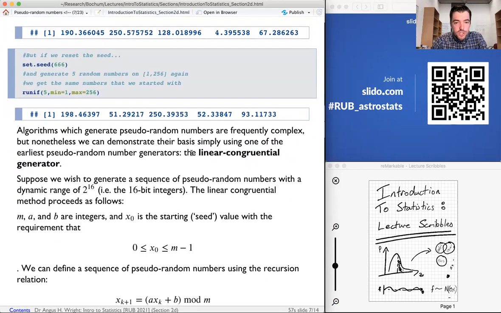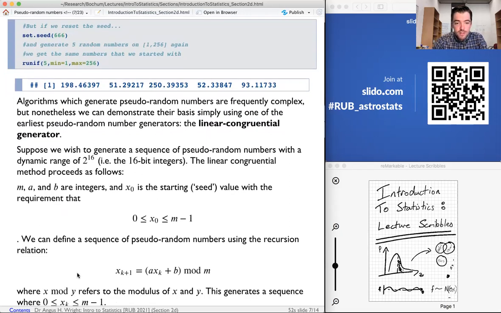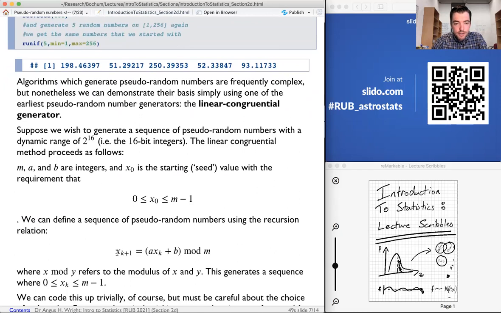The way in which we use the linear congruential generator to generate random numbers is by a recurrence. The recursion relation starts with x0, which is the seed that we specify, and then it generates the next value in the random sequence, x(k+1), as being a times xk plus b, all modulo m. This modulus m is the thing that gives you the finite range of the numbers, and it's also a crucial part in making the numbers appear random.